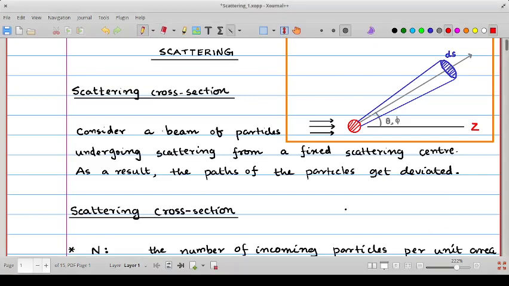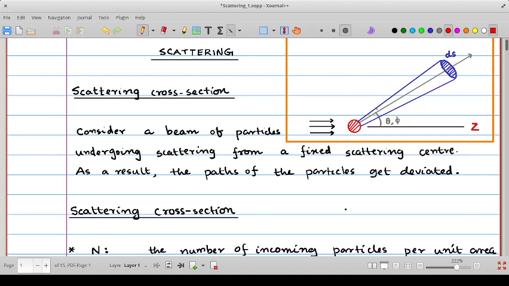We now consider scattering of a beam of particles by a scattering center, which is assumed to be fixed. Let the direction of the incoming particles be taken as the z direction. As a result of the interaction between the incoming particles and the scattering center, the trajectory of the incoming particle can get deviated. And any direction can be represented in terms of the polar angle theta and the azimuthal angle phi.